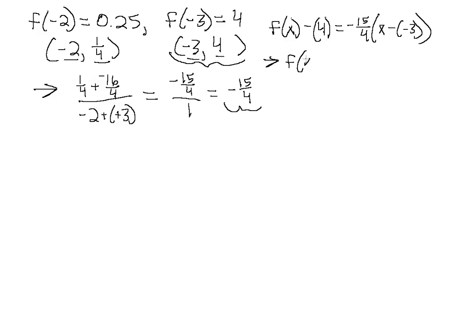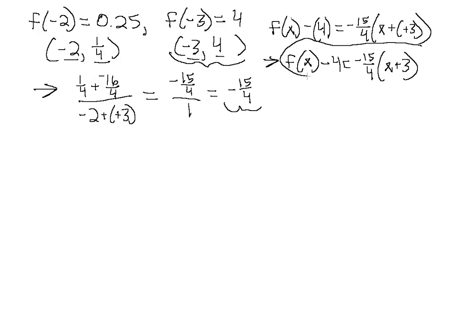So we have f of x minus 4 equals minus 15 over 4, which is our slope, times x. We can cancel these two negative signs, so we have x plus 3.